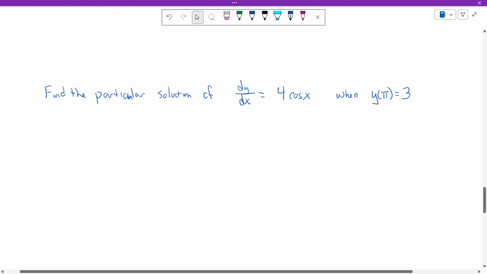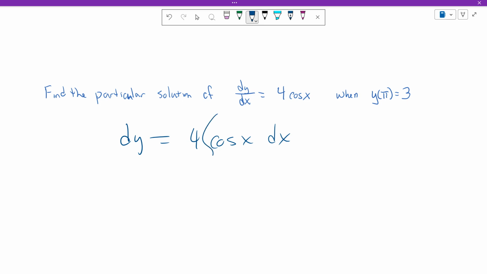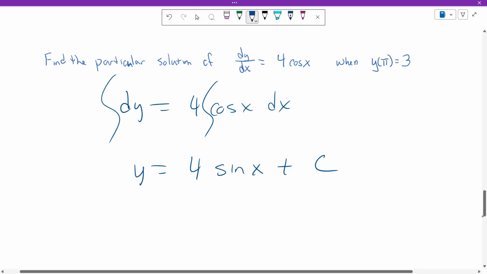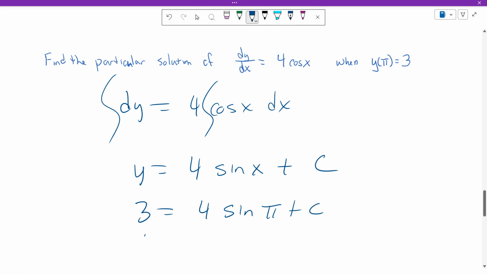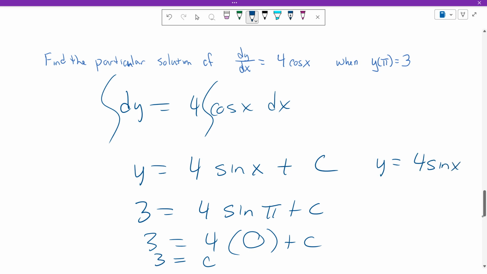And then particular solution. So dy equals 4 cosine of x dx. Integrate. y equals 4 sine of x plus c. We good? So 3 equals 4 sine of pi plus c. What's the sine of pi? 0. Plus c. So c equals 3. So y equals 4 sine of x plus 3.